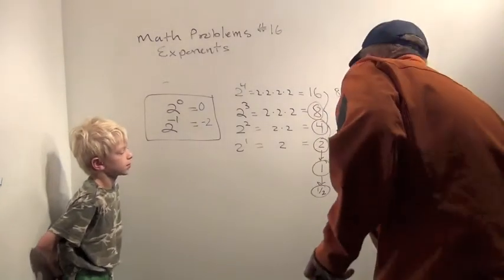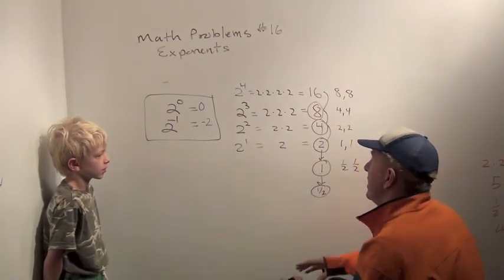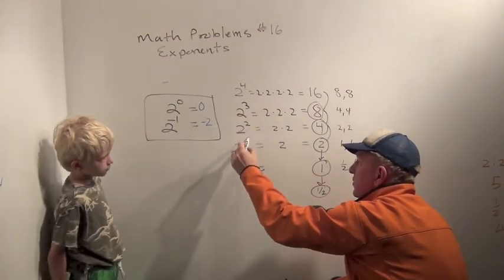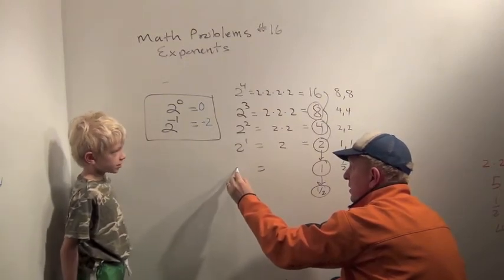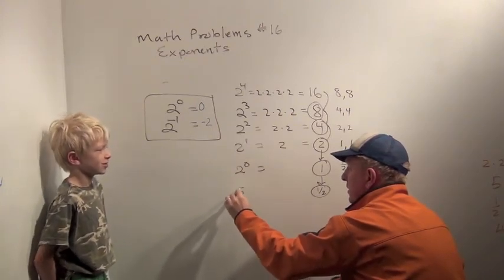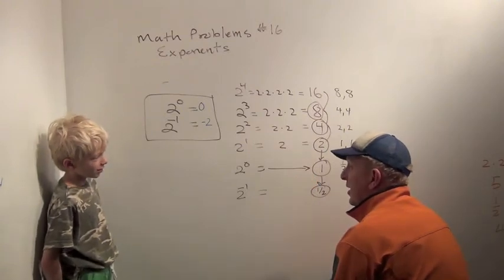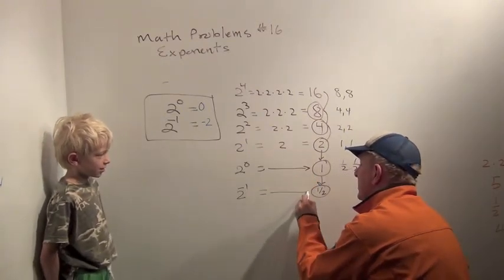Okay, so it looks like the pattern's going to go 16, 8, 4, 2, 1, 1/2. What was the pattern over here? 2 cubed, 2 squared, 2 to the 1. What would come next? 2 to the 0. What would come next here? 2 to the minus 1. What did 2 to the 0 end up equaling? 1. What did 2 to the minus 1 end up equaling? 1/2.